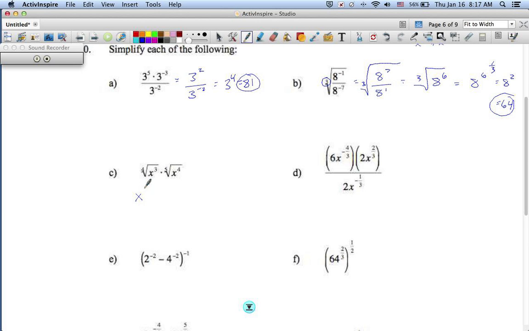Here, I'm going to change that into x to the 3/4 times x to the 4/5. I need to add them. So 3/4 and 4/5 both have 20 in common. So that's 15 over 20. And of course, we're going to add them, and 16 over 20, for 31 over 20.